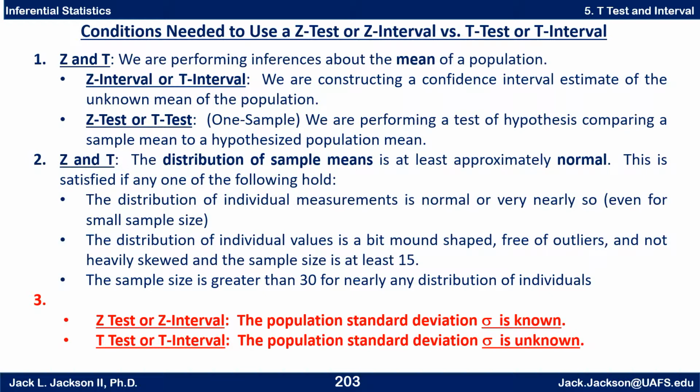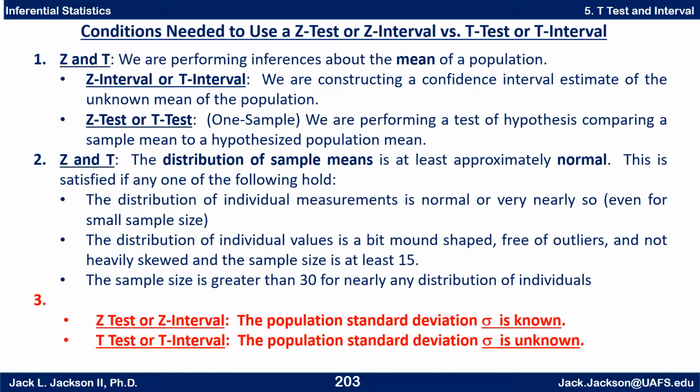So let's review. In a z and t test, in both cases we're performing inferences about the mean of a population. In the z-interval or t-interval, we're constructing a confidence interval estimate of the unknown mean of the population. In a z-test or t-test, at least the one sample version, we're performing a test of hypothesis comparing a sample mean to a hypothesized population mean.